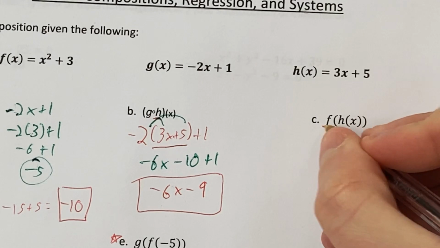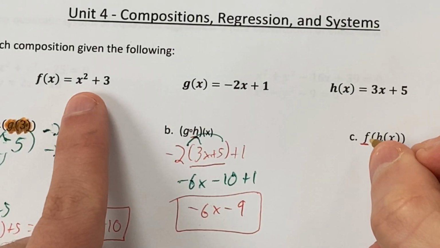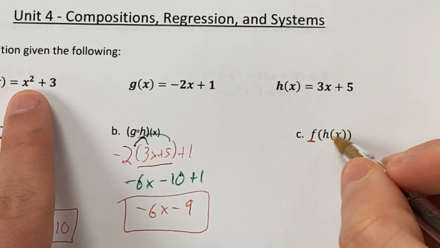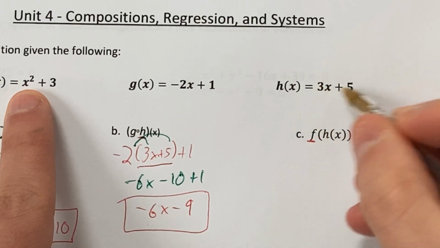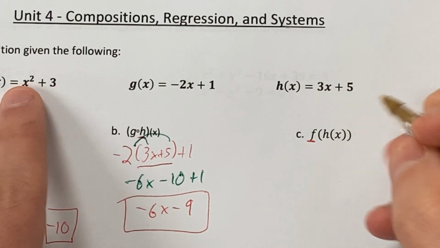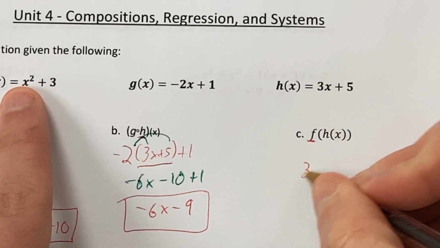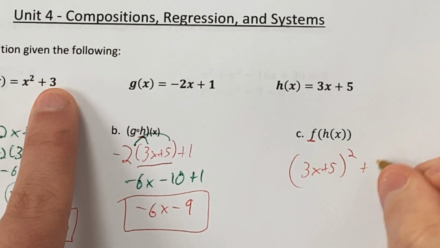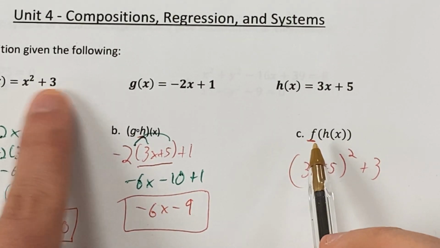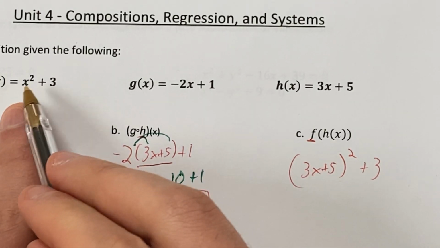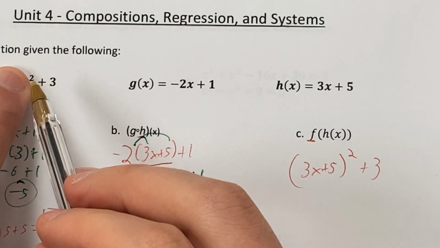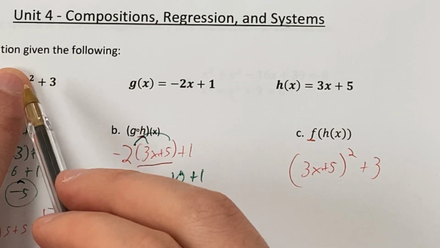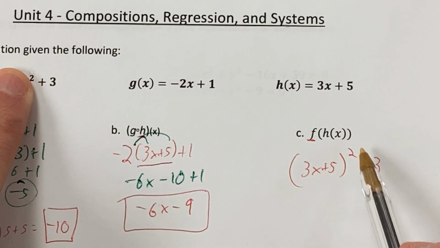So f is the first letter, so I'll start over here with x squared plus 3. But I am not going to write x squared plus 3. I'm going to square whatever h is. So h is 3x plus 5. So instead of x squared, it's going to be 3x plus 5 squared, and then plus 3. So once again, you don't write x. Instead, you write whatever h is, which is 3x plus 5. So it's 3x plus 5 squared plus 3.